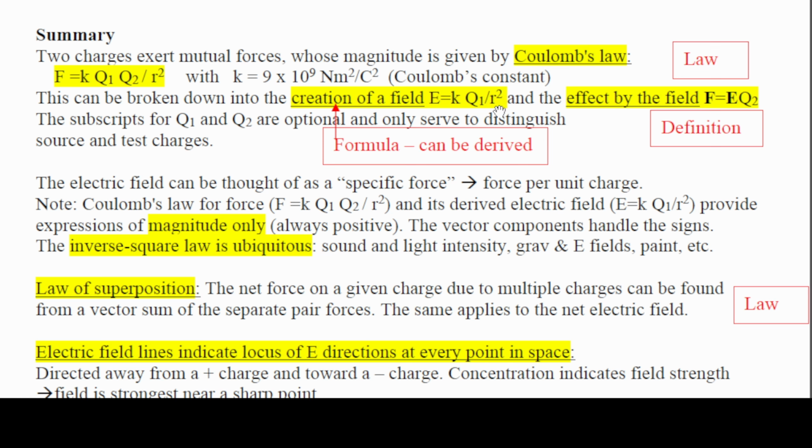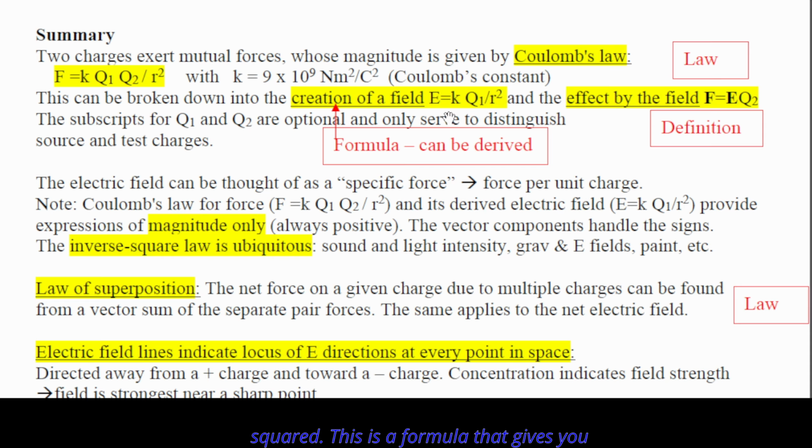Then this force equation can be broken down into a field created by the first charge, which is K Q1 over R squared, and the effect of that field on the second charge, E, that electric field times the second charge. So this is similar to the analogy of the fan blowing the piece of paper. Instead of talking about the fan blowing the piece of paper, you can think of the fan as creating a wind. And then the wind is what's affecting the piece of paper. So the electric field, that's like the wind. It's a vector field.